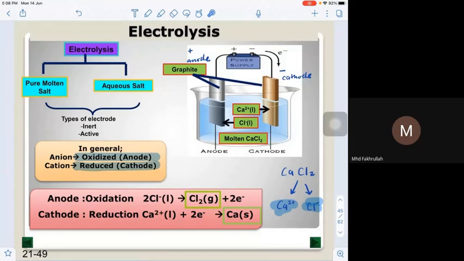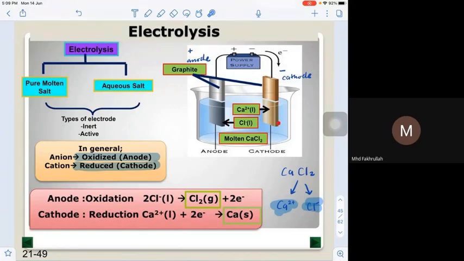So the positive ion will go to the cathode. Then what happens to the Ca2+? The Ca2+ will undergo reduction at the cathode. If you don't know the equation for the reduction, you can look at the reaction table, at your standard reduction half reactions. When the Ca2+ receives the electrons, it turns to solid Ca. So the product at the cathode is solid Ca that will be deposited at this electrode.